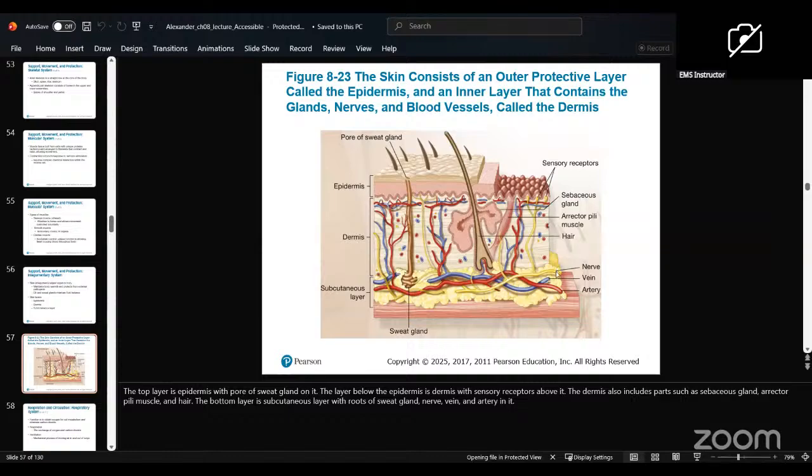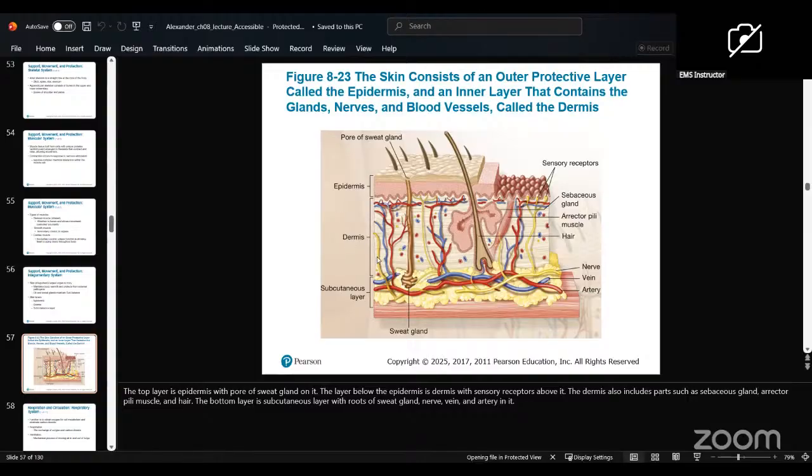The problem is now you're getting down here into the area of the nerves and the veins and the arteries. So this is where you really start having some issues. And a lot of people think that once you get through that sensory layer, you don't feel anymore. That's not necessarily the case.